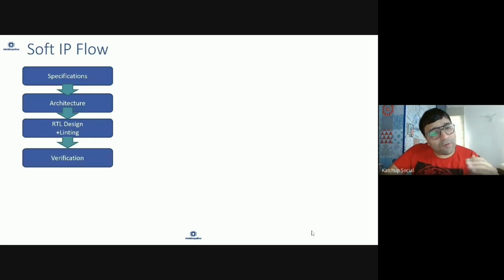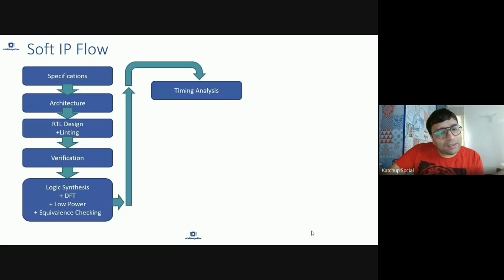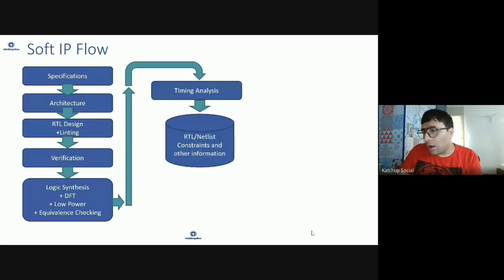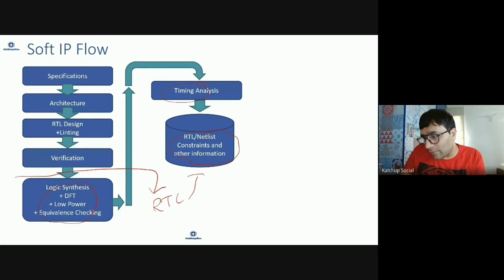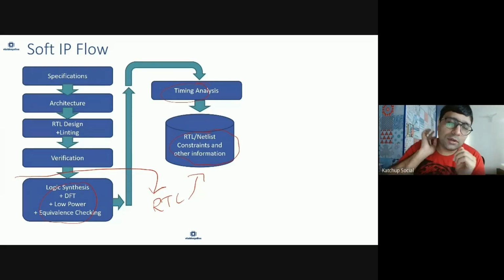Since it's a soft IP company, you will finally either provide RTL or netlist and other related information. So if you're providing netlist, you will do logic synthesis and timing analysis and then provide the netlist. If you're just providing RTL, you will stop at this step and just provide RTL and other related information for the block. So the flow becomes slightly shorter, because you're not giving a physical chip, but you're giving an IP. And so the step at which you stop comes slightly earlier in the flow.